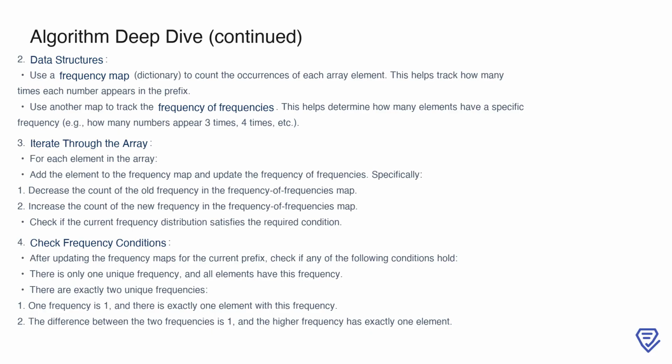With these structures in place, we can iterate through the array one element at a time. For each new element, we update the frequency map and adjust the frequency of frequencies map to reflect the changes. Specifically, the old frequency count is reduced, and the new frequency count is increased. After updating the maps, we validate if the current prefix satisfies one of the required conditions, such as having only one unique frequency or two frequencies that fit the criteria mentioned earlier.